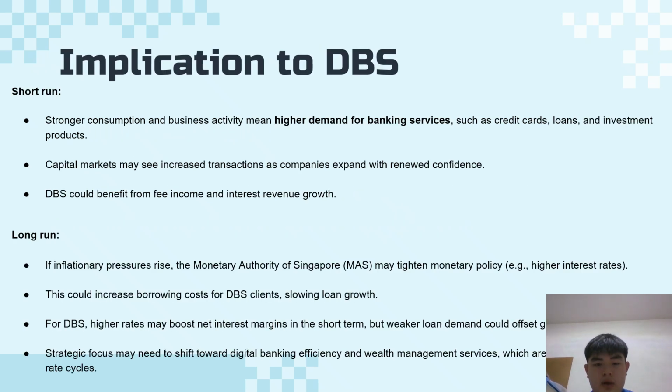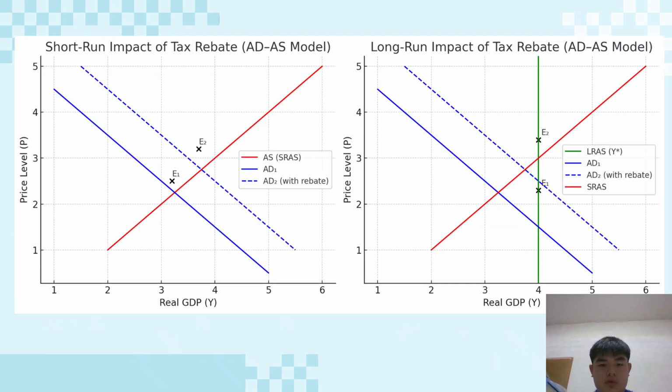Now I will talk about the implications for DBS. Short-run growth means increased banking service demand, including loan and investment products, boosting fee and interest income. In the long run, tighter monetary policies may raise borrowing costs and reduce loan growth, necessitating a strategic shift towards efficiency and wealth management. This is the aggregate demand and supply model for the long run and the short run.